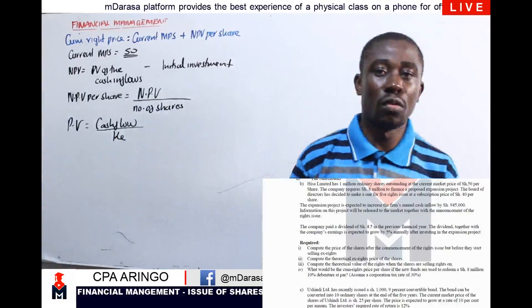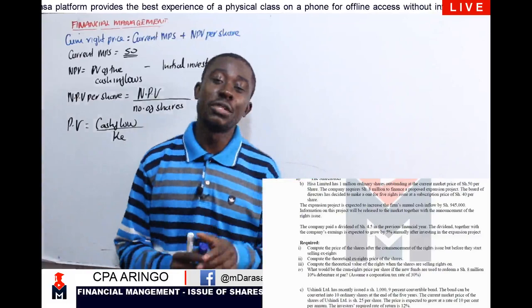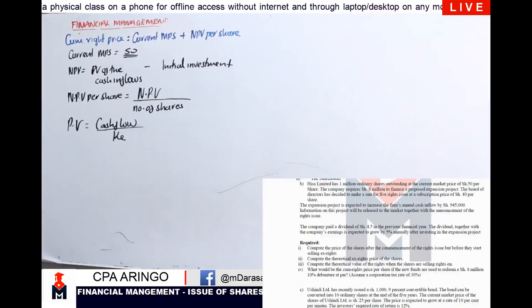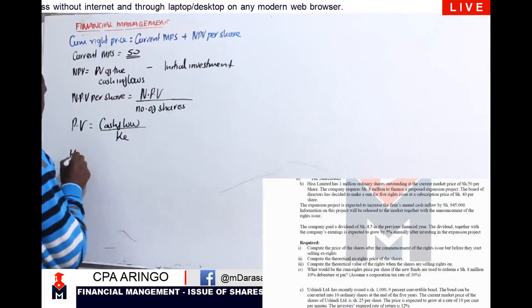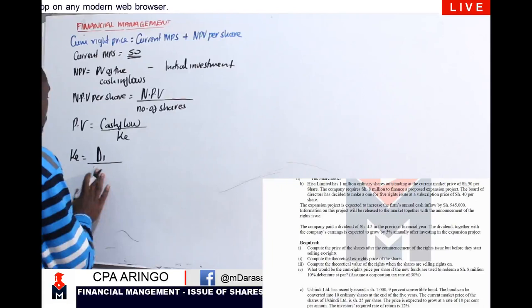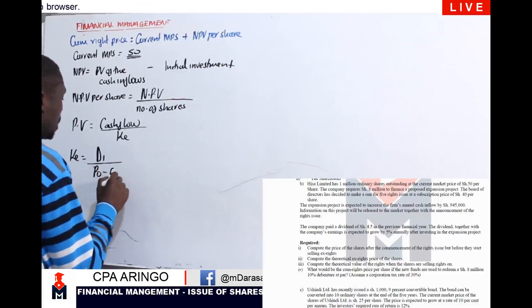So the good question that I'm going to ask you, my good students, is: do you still recall how to determine the cost of equity? Remember, these are some of the items that we had looked at earlier on. It is something that should always be at the back of our mind. We normally tend to talk of KE, taking our D1 over our P0, that is our P0 market value, minus any flotation cost or any discount, and I should not forget to add G.